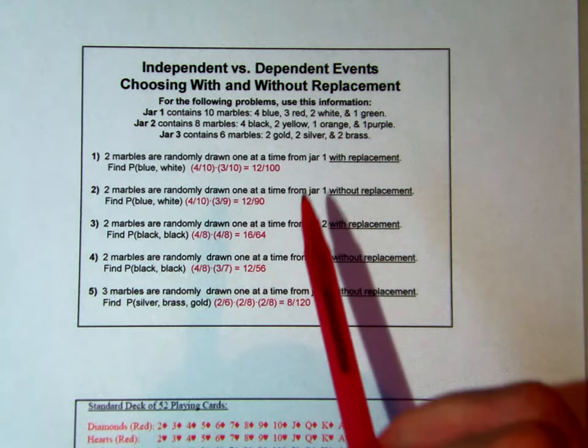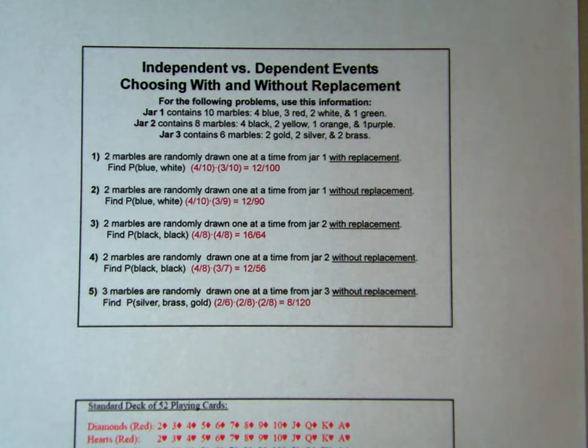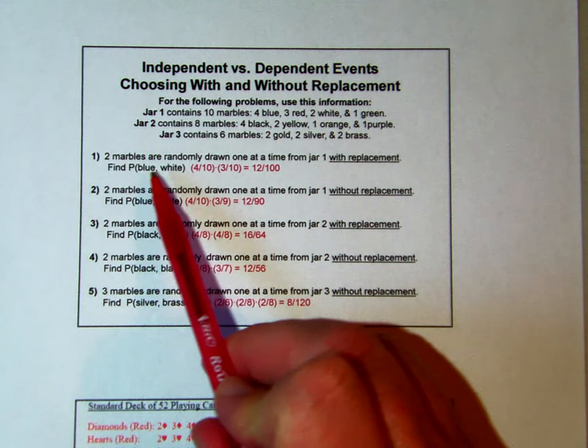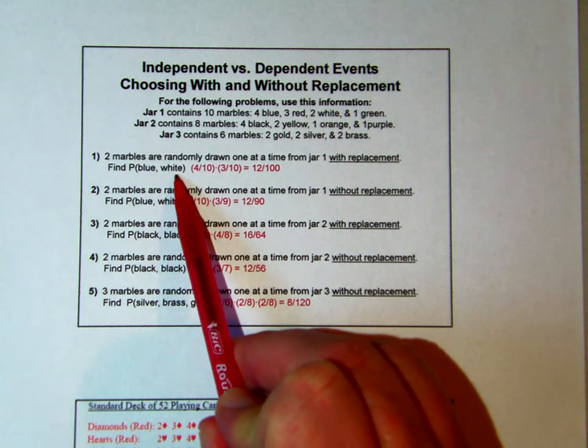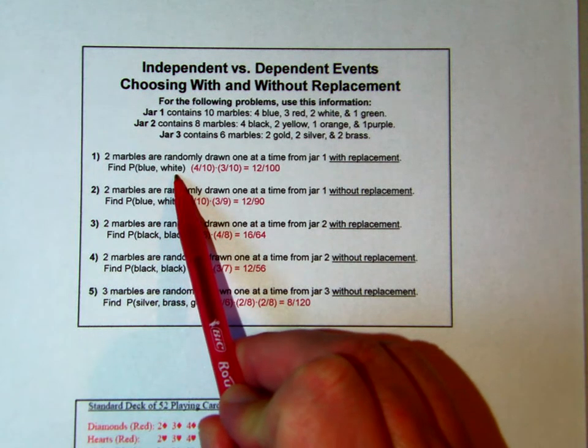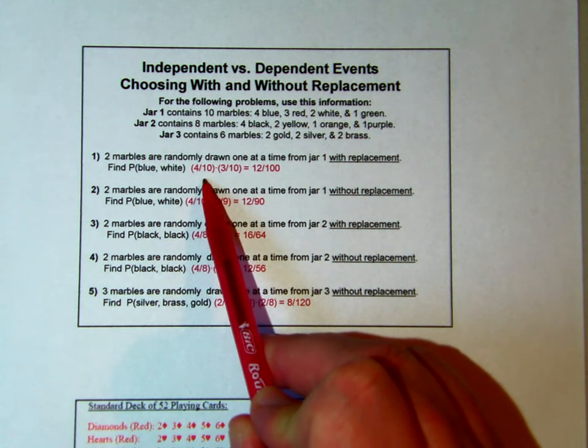Okay, with replacement means that we're going to take the first marble. After we identify what it is, it goes back in, and then we choose the second one. This notation means that the first one was blue, second one was white. Well, jar 1 has a grand total of 10 marbles. The probability of picking a blue one is 4 out of 10.